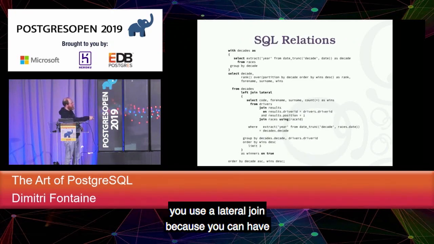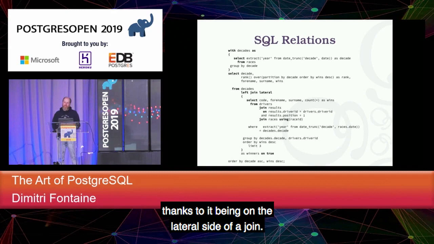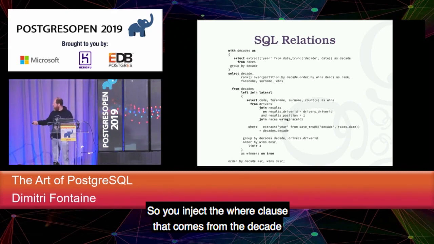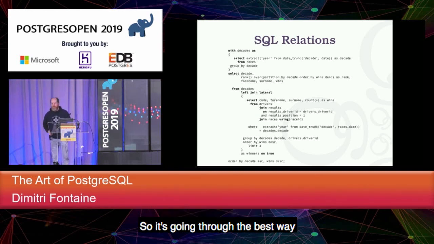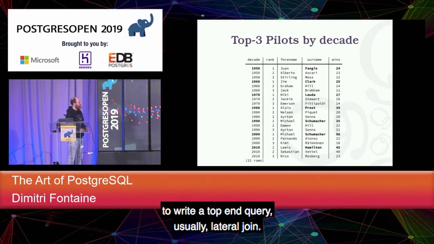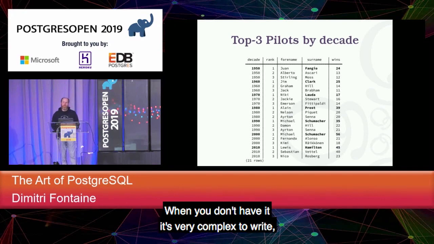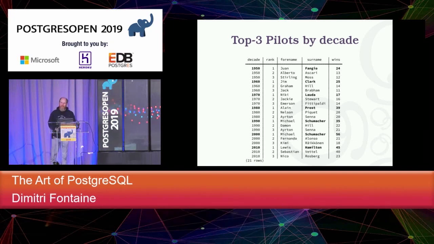And that's where you use a lateral join, because you can have a subquery, and you can inject things into the subquery thanks to it being on the lateral side of a join. So you inject a where clause that comes from the decade, and then you can group by and limit to get the top 3 of them. So it's currently the best way to write a top-n query, usually a lateral join. When you don't have it, it's very complex to write. When you know about it, it's like, oh, I know how to do it, done. Okay. Any questions so far?